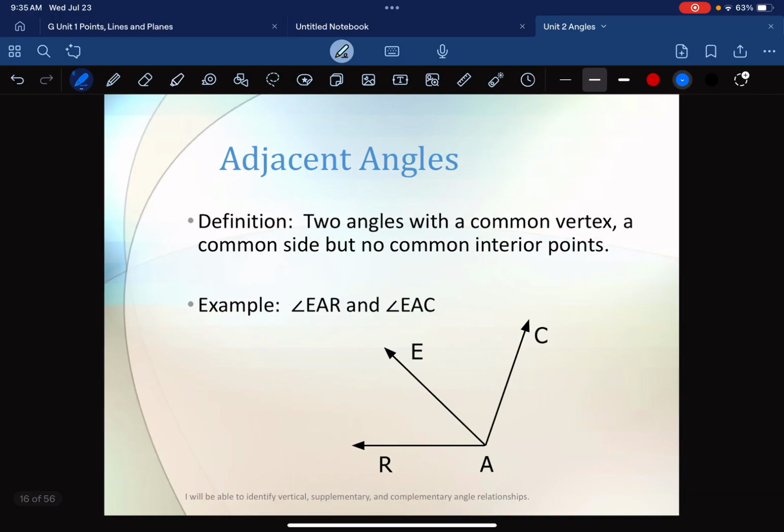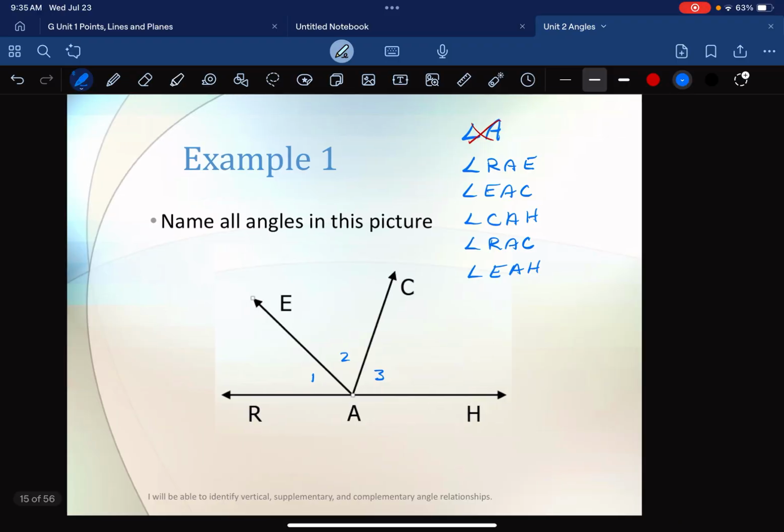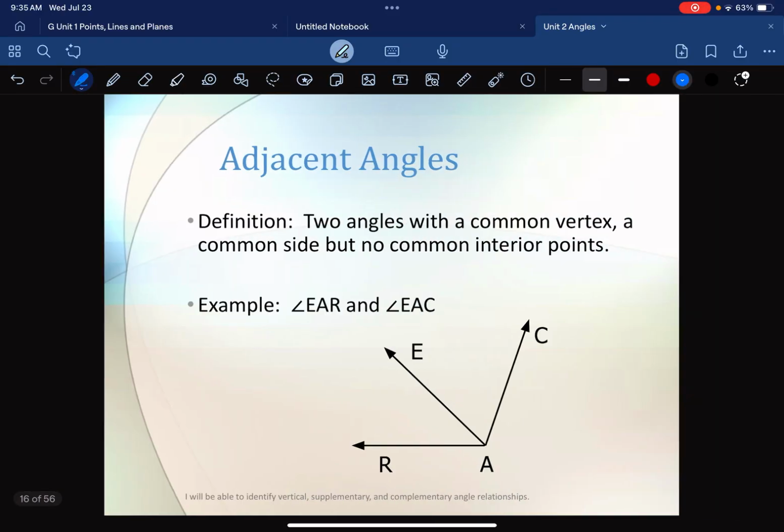So what are adjacent angles? Well, we just talked about that over here. Like when angle 1 and angle 2 are adjacent, they're next to each other. But you got to be a little more specific than that. So I can show you things that aren't adjacent, but they look like they might be. So, 2 angles with a common vertex. They got to have the same vertex. That's important. So you can't have 2 angles like this.